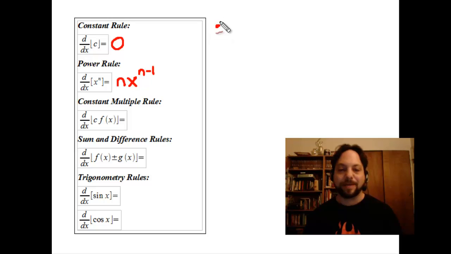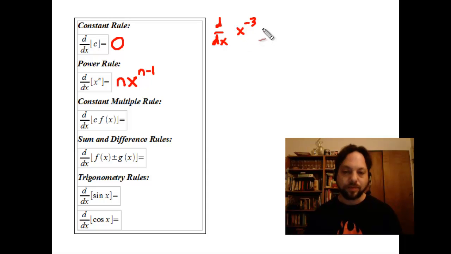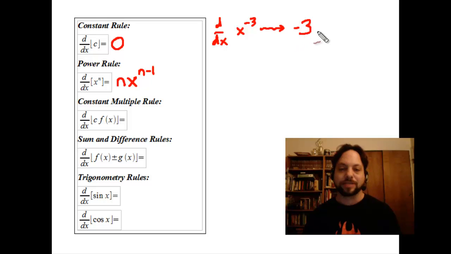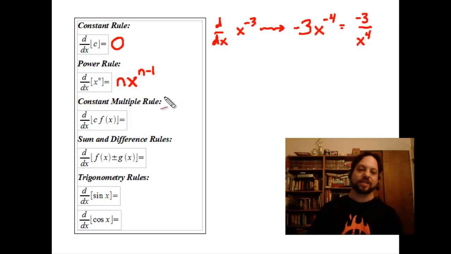As a quick example, let's find the derivative of x to the negative third power. Of course, all we'll need to do here is just drop the exponent down. It becomes a constant multiplier. There's our x, and then we just drop the exponent by 1. So we get negative 3x to the negative fourth, which of course, if you wanted to, you could rewrite as negative 3 over x to the fourth. We'll take a look at a lot more examples, of course, but that's just a quick and simple one.